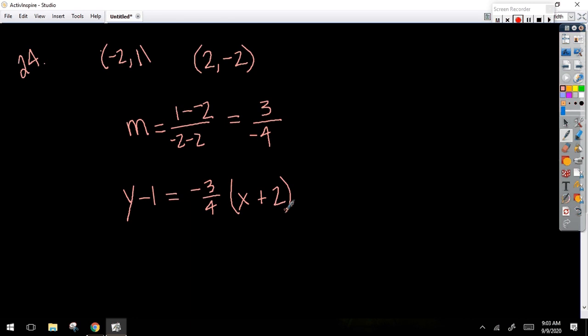Now I'm going to add this 1 to this side. So it's 2 over 2, which would be negative 1/2. Nobody's getting bogged down in those fractions, are they? Okay.